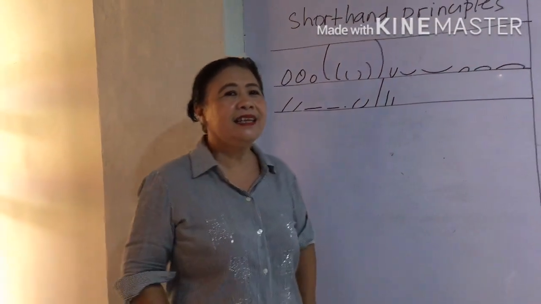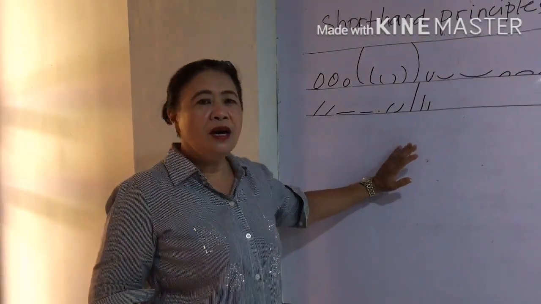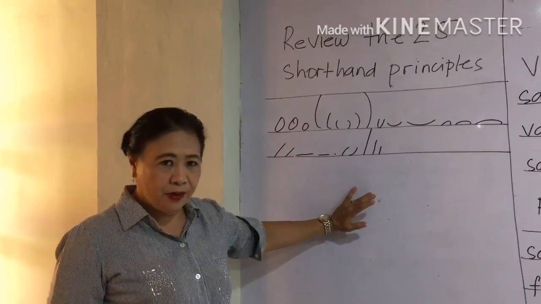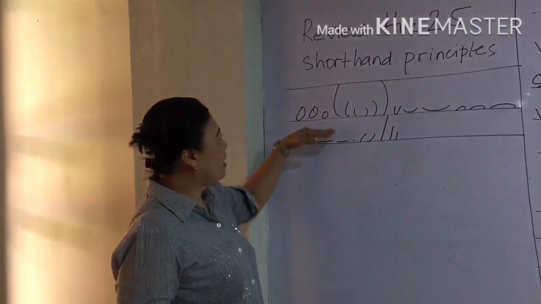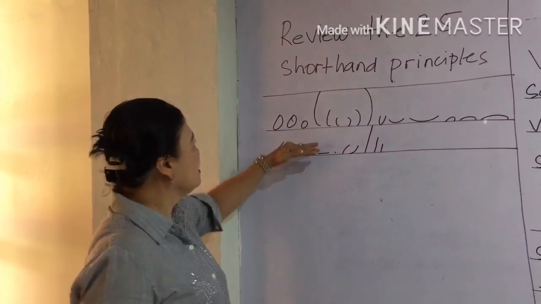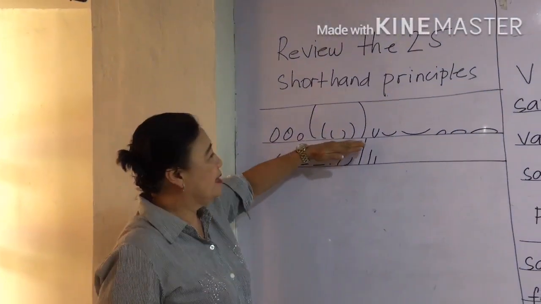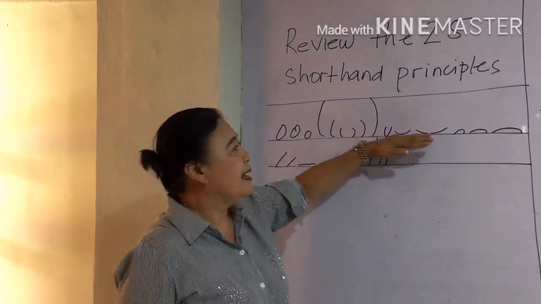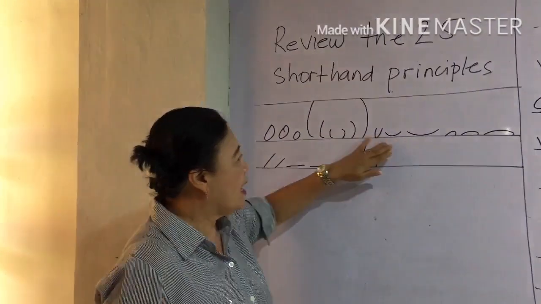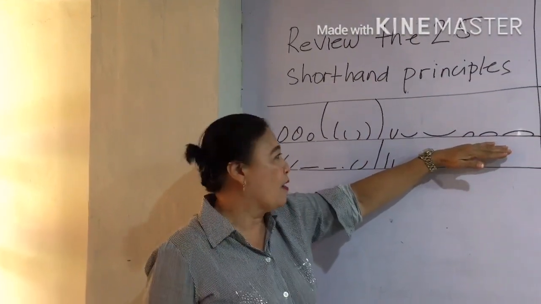Before we start our main discussion for today, let us have our review: the 25 shorthand principles. Can you still recognize the 25? Let's start by families. These belong to the circle families, these belong to the downward curve families, and these principles belong to the forward curve families.